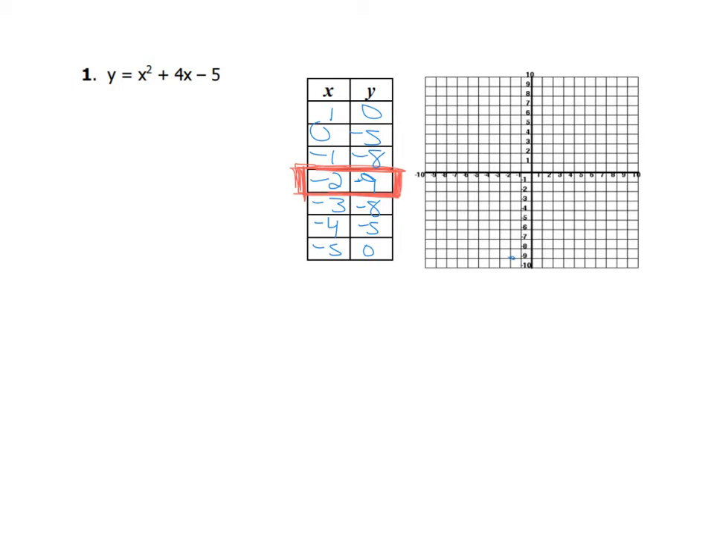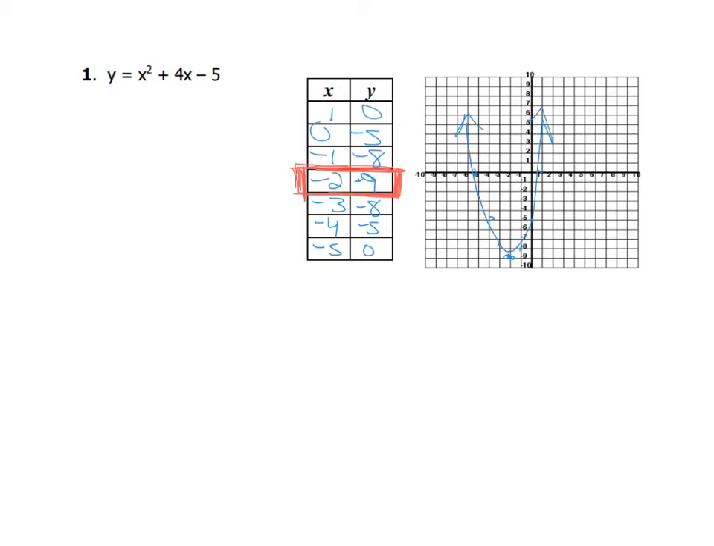If it doesn't fit on the graph, don't worry about it. Just graph what you can. -1, -8. 0, -5, 1, 0. Do the same over here. I think. Is that right? And here's your parabola, okay?